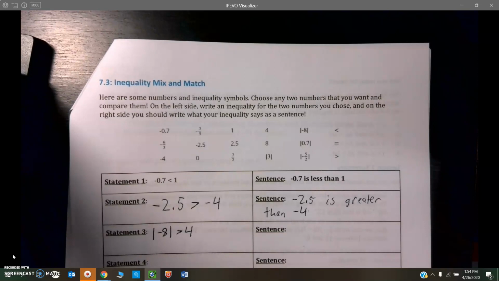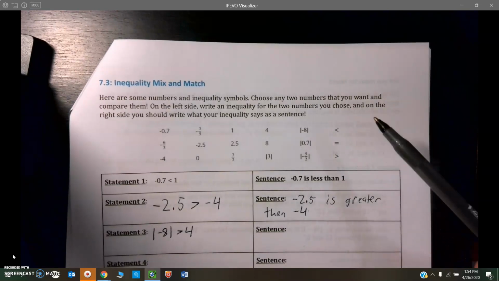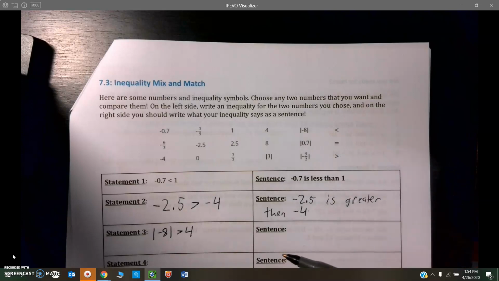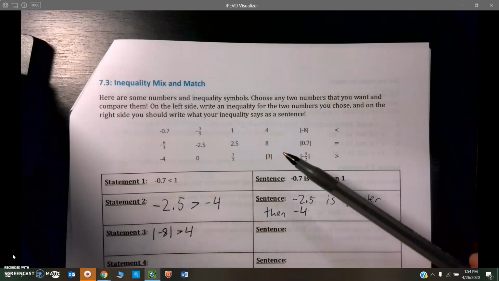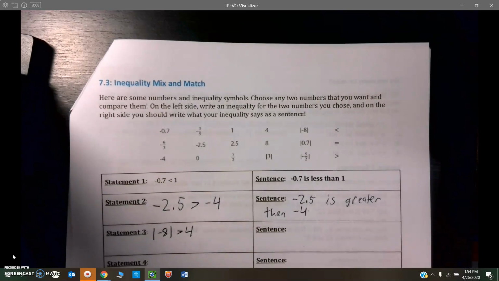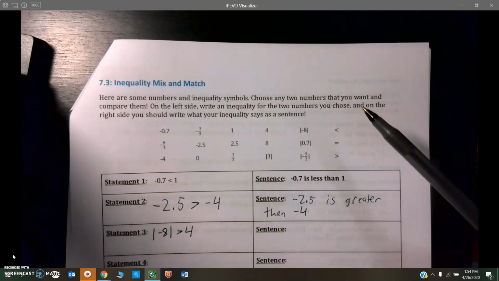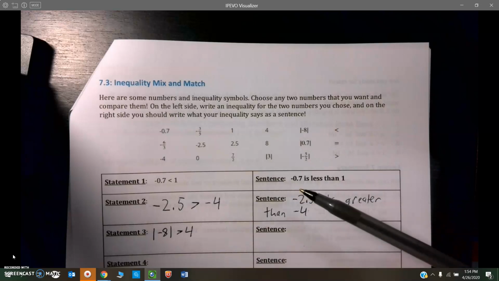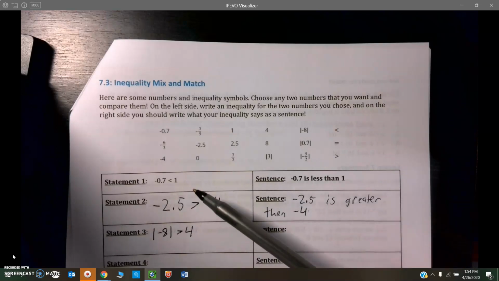They want you to complete this table, and you get to pick any of these numbers you want and compare them. So there's really a bunch of different combinations that you can do here. Here's a good example that's already provided for you.